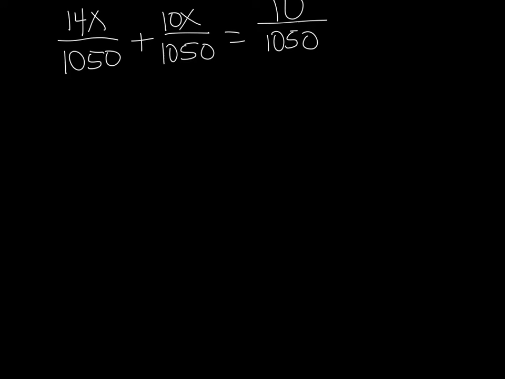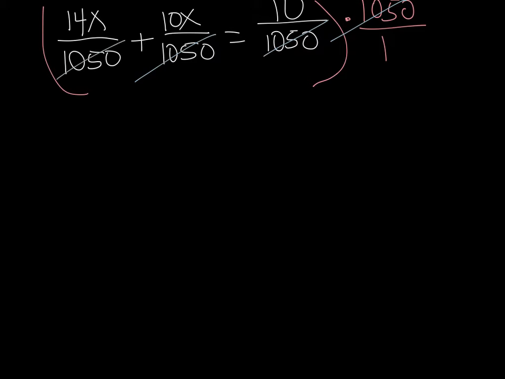Now, what we want to do at this point is to clear this fraction. And how I do that is I simply multiply everything by 1,050 over 1. And what that does is it gets rid of the whole denominator. And then what we're left with is our numerator. So I have 14x plus 10x equals 105. Sorry about that. It looks like I forgot the 5 up here. There you go. So then we simply add them up and solve for x.